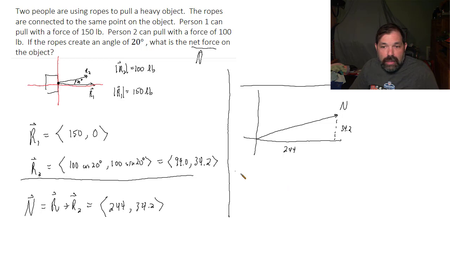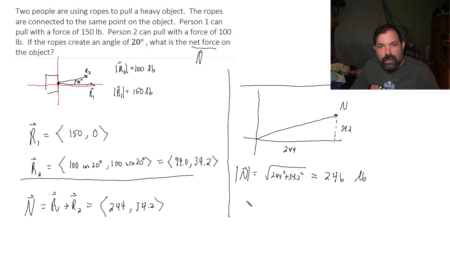Well, then I can easily find the magnitude. What's the magnitude of that net force? That would be the square root of 244 squared plus 34.2 squared, which is approximately 246 pounds.